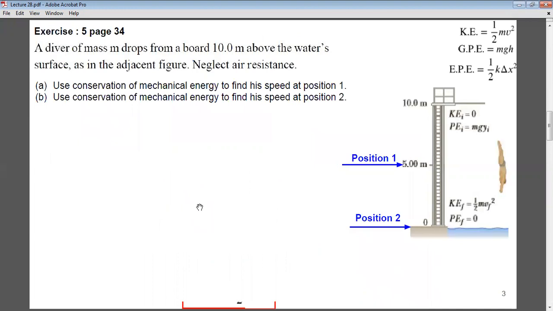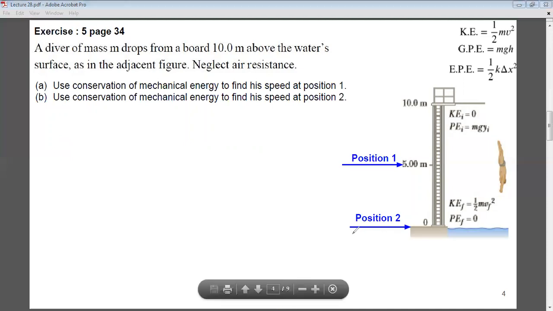Let's apply it. So we have this exercise 5, page 34 in your booklet. A diver of mass m drops from a board 10 meters above the water surface. Okay, so we know that he was here, 10 meters above the water surface. Neglect air resistance. Use conservation of mechanical energy to find his speed at position 1.